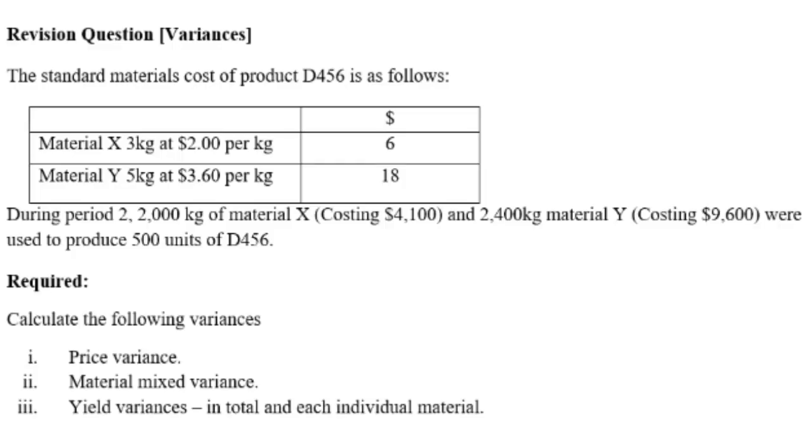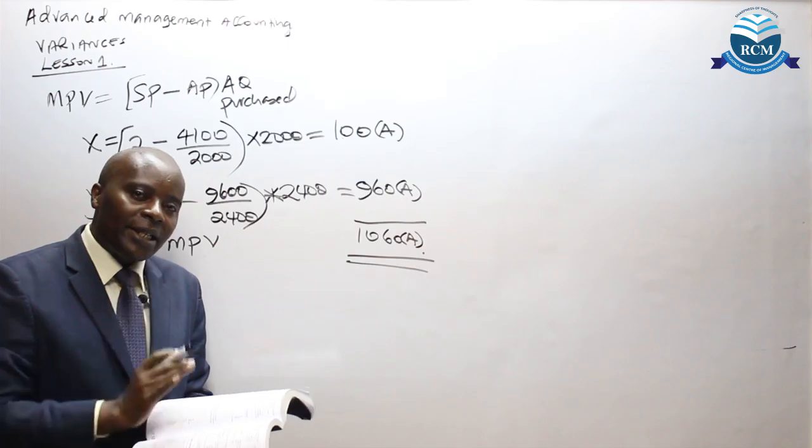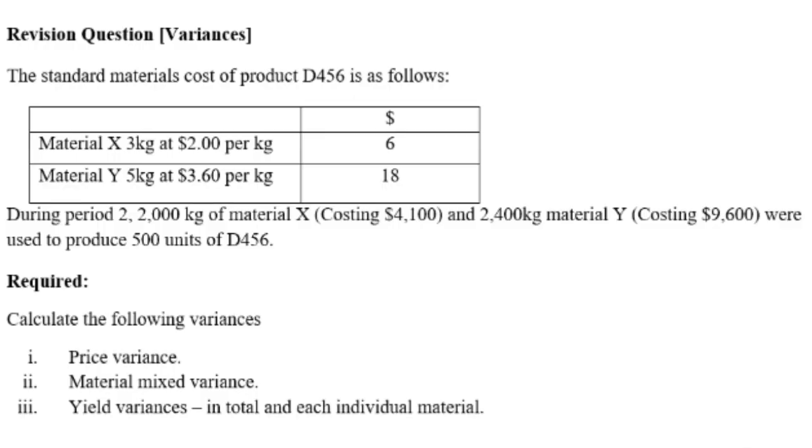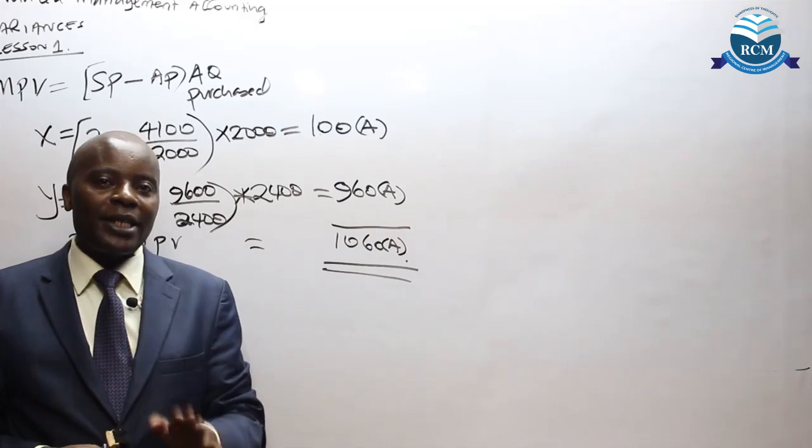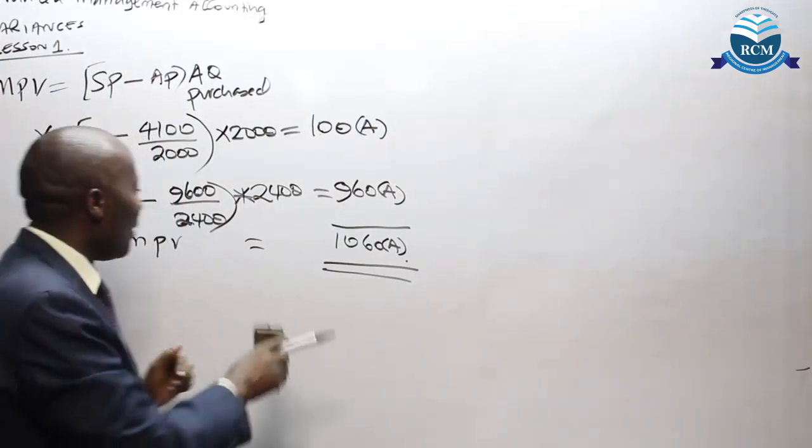Now allow us to go to the next requirement, which wants us to give them the material mix variance. Please write there for me in full. Material mix variance. So we've written a good title there.